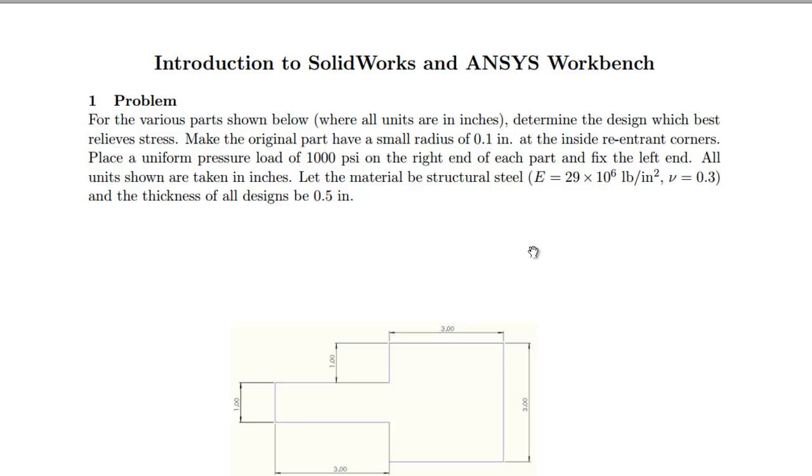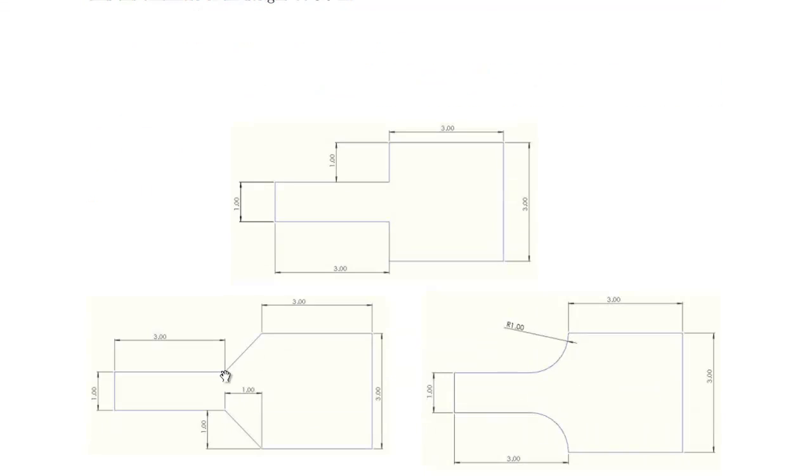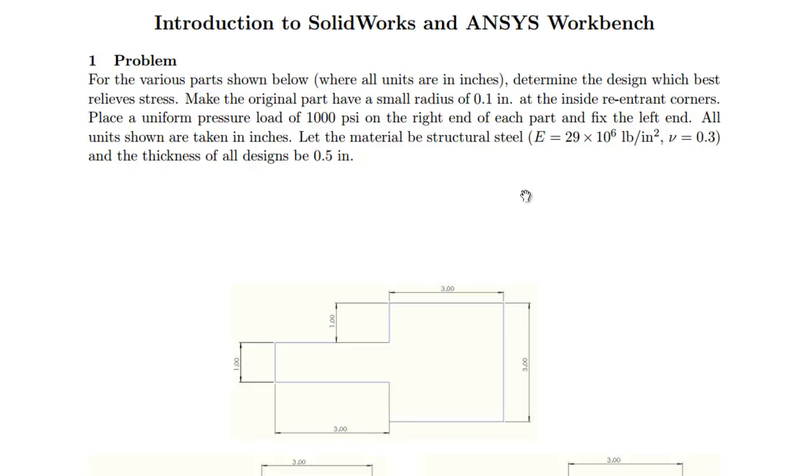We want to make the original part have a small radius of 0.1 inches at the inside reentrant corner, so right here where the hand's at, in both these locations. So if it has those reentrant corners, it's 0.1 radius there, and if not, it won't, like in this case. Place a uniform pressure load of 1,000 psi on the right end of each part and fix the left end. So fix the left end here. All units, again, are taken in inches.